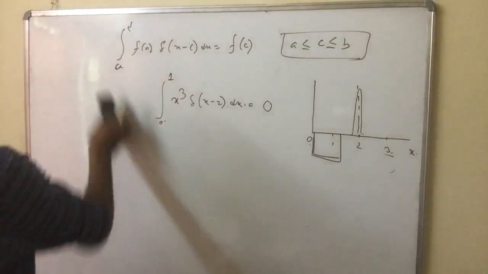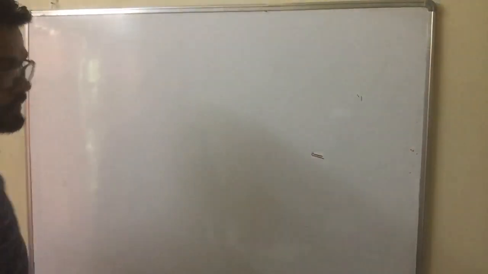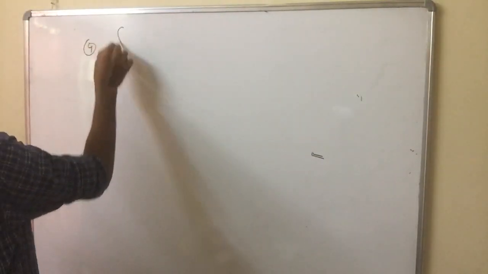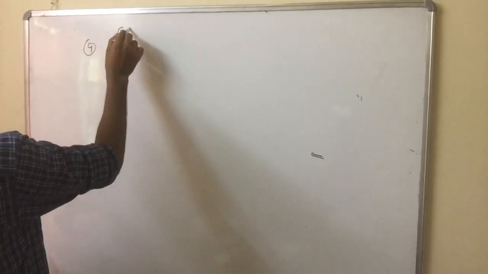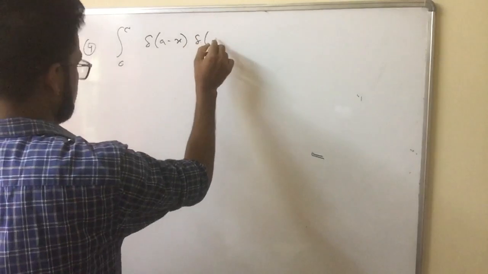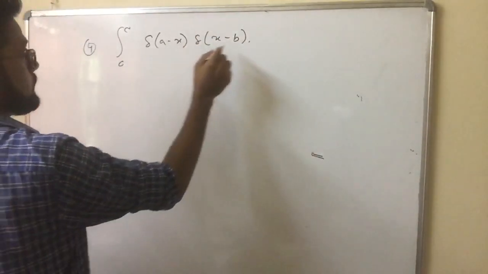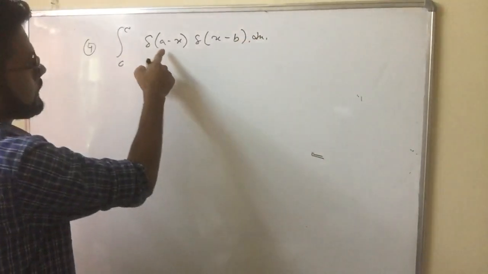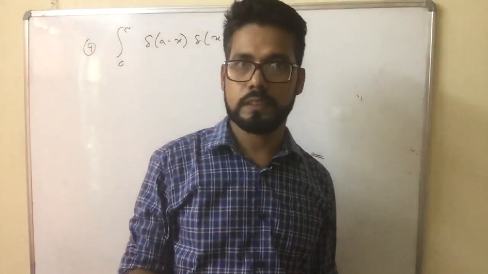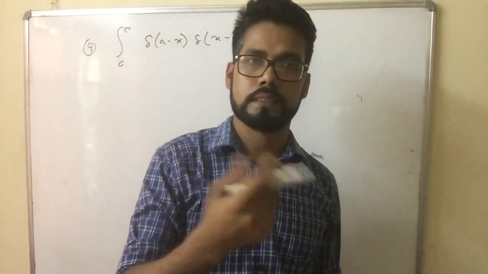This is the one. And the third property, and another property: the integral of delta(x minus A) delta(x minus B) dx. Because A minus X or X minus B does not matter, since I have already told you the delta function is an even function. You can express x minus B or B minus x, same thing.